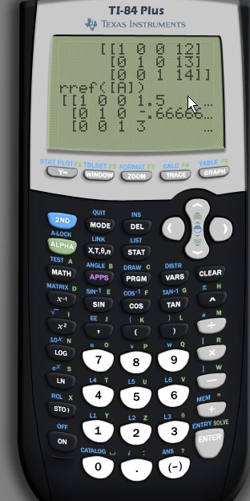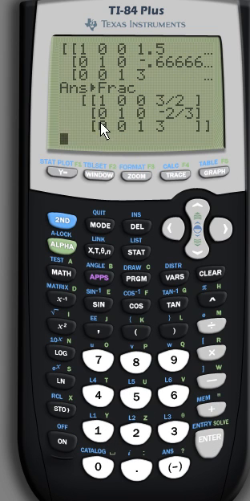So this is saying that x is 1.5, y is negative 0.666, and z is equal to 3. I want to point out here that convert decimal to fraction, which is the key math 1, answer to convert to a fraction works with matrices also. So you get that x is equal to 3 halves, y is equal to negative 2/3, and z is equal to 3.